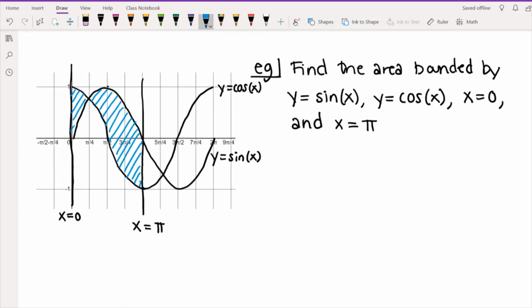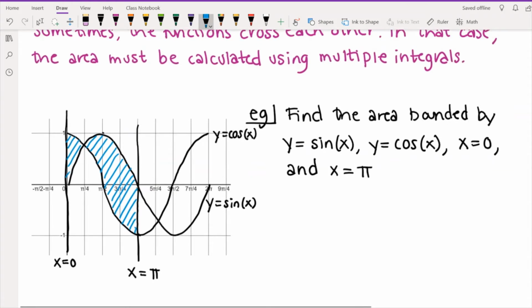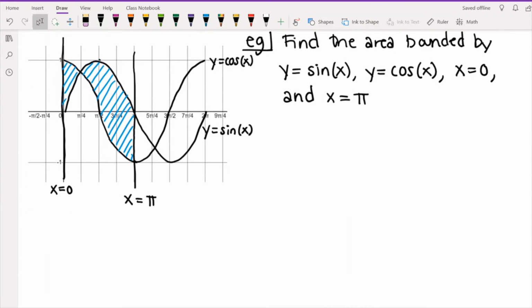So notice that at the first part of the graph, from 0 to pi over 4, cosine is on the top. But then from pi over 4 to pi, it switches and then sine is on the top. So we're going to have one integral that goes from 0 to pi over 4 and another integral that goes from pi over 4 to pi. And by the way, like I said, if you draw your pictures really accurately, then that will help you figure out where intersection points happen. If we had not drawn this so accurately, how would you know exactly what point this was?